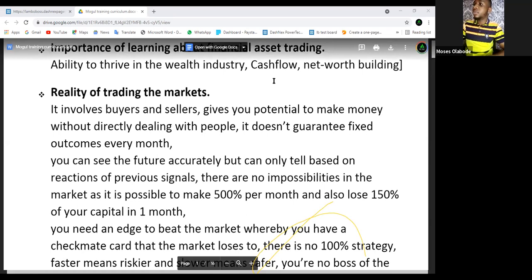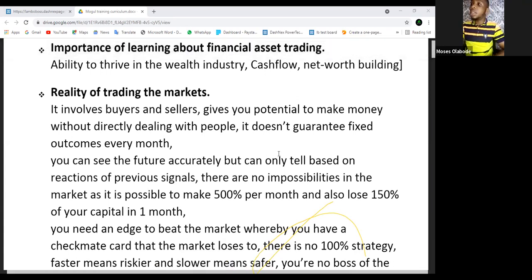So the Forex market doesn't guarantee fixed returns, right? Doesn't guarantee that at all. Say you give people 10% per month, 50% per month, 20% per month, every single month. Come on. You can't decide that for the market. Conditions can change anytime.